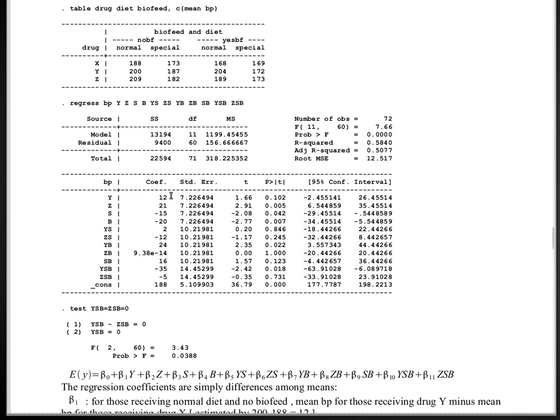So that is an estimate of the difference between the expectation for those receiving drug Y, normal diet, and no biofeedback, minus the expectation for those receiving drug X, no special diet, and no biofeedback. In other words, it is a difference between two averages. It is the difference between 200 here. I'm using the pointer again here. 200 and 188. 200 minus 188 is 12. In other words, that number 12 is not so mysterious. It is, in fact, merely a difference between two averages.